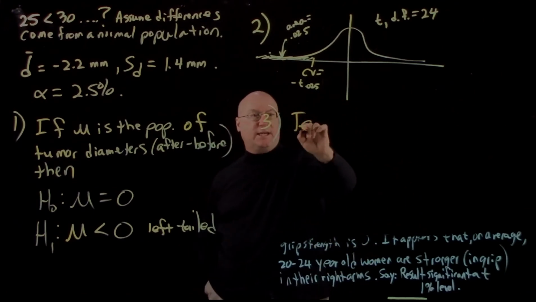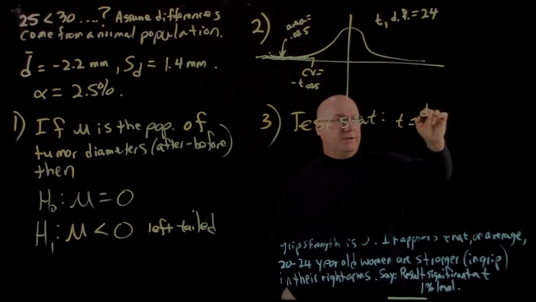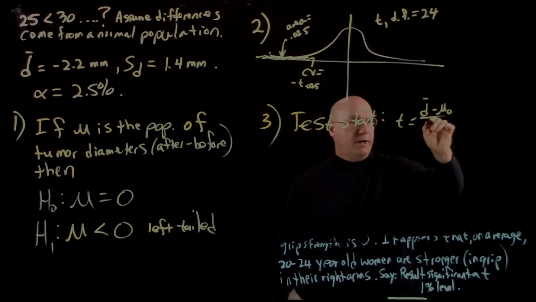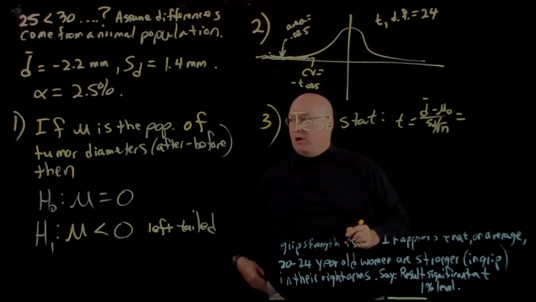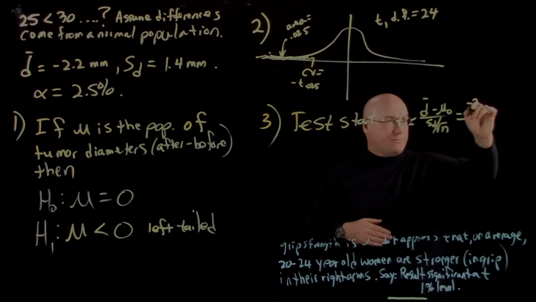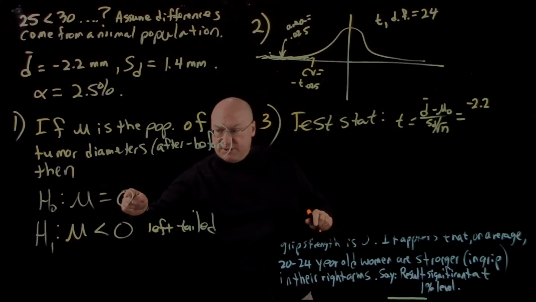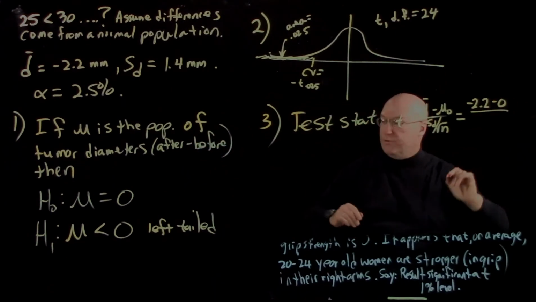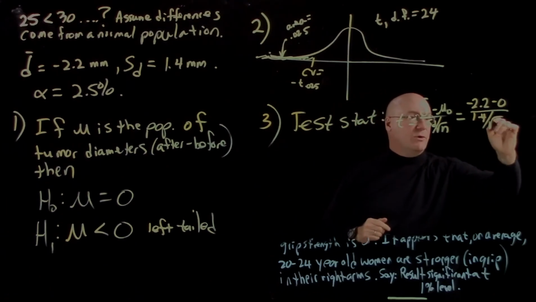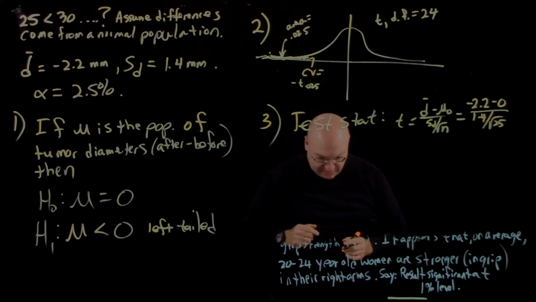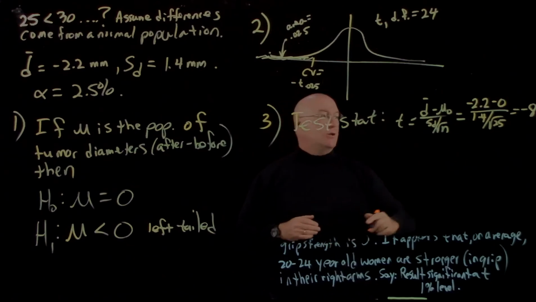All right, so the test statistic is the t-score, d bar minus mu 0 over s sub d over the square root of n. And so d bar is negative 2.2. This is measured in millimeters. The mean change under the null hypothesis is 0. It's minus 0 over the sample standard deviation, 1.4, divided by the square root of 25, right? And if you work that all out, you get negative 8. So where does that lie?